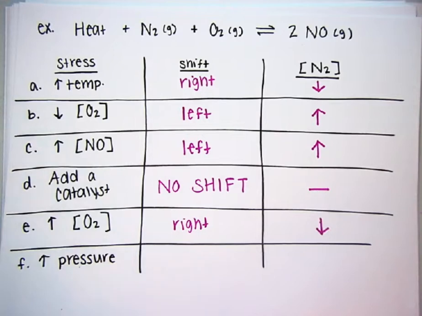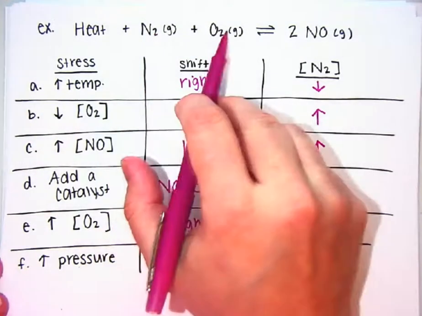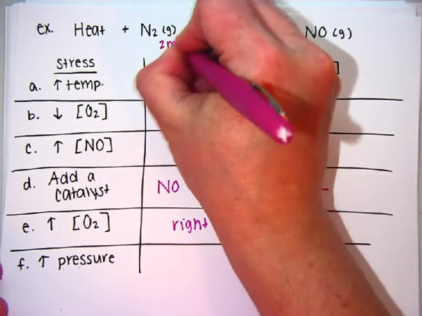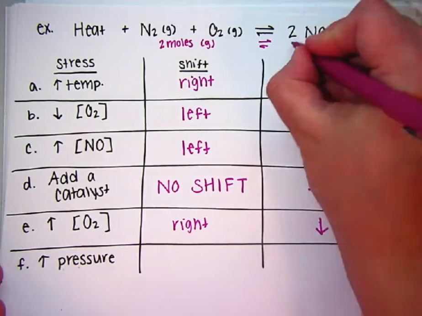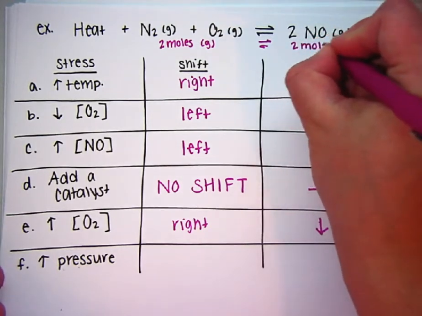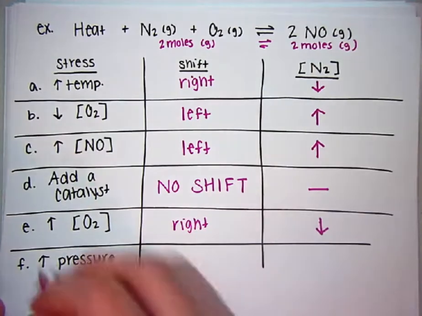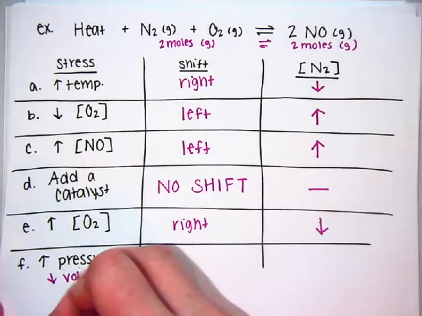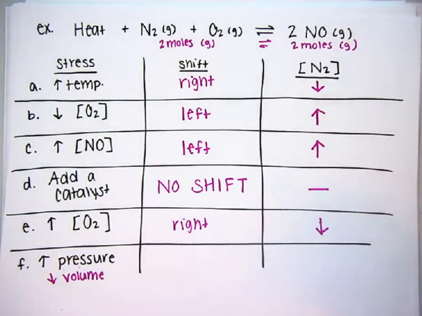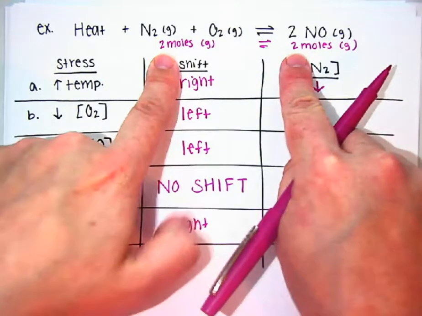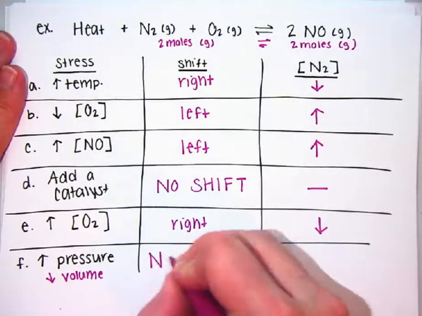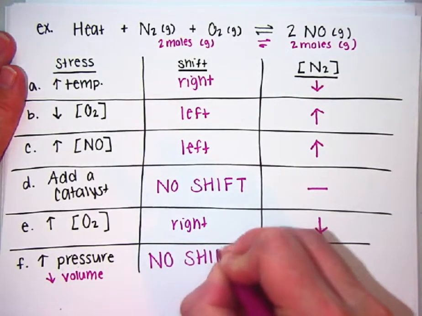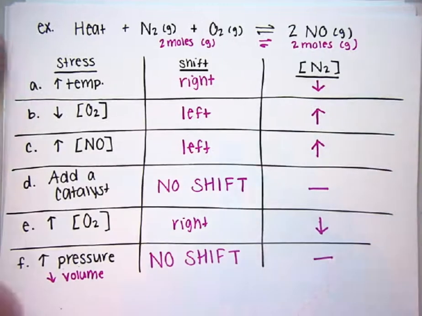Last one, we increase pressure. Pressure depends on the moles of gas. On the left side of the arrow, I have 2 moles of gas. On the right side of the arrow, I have 2 moles of gas. If I increase pressure, I decrease volume. If I decrease volume, that means I have less space. It's going to shift to the side with less moles of gas. But wait, they're exactly the same. I don't have a side that has less moles of gas. No shift. So we could just leave that column blank.